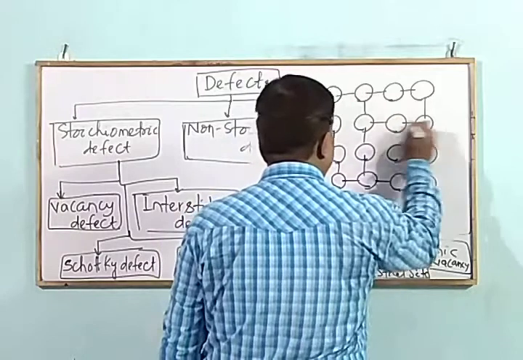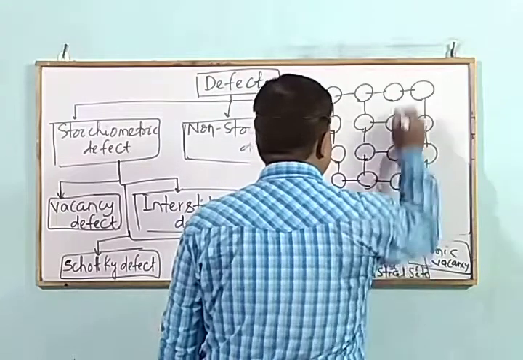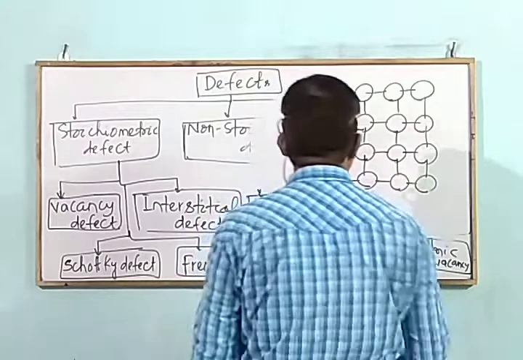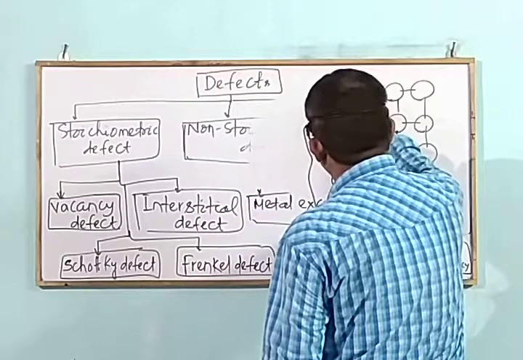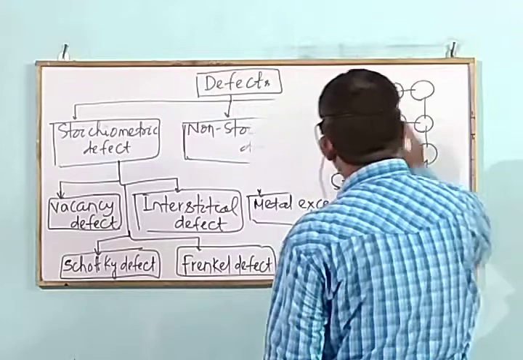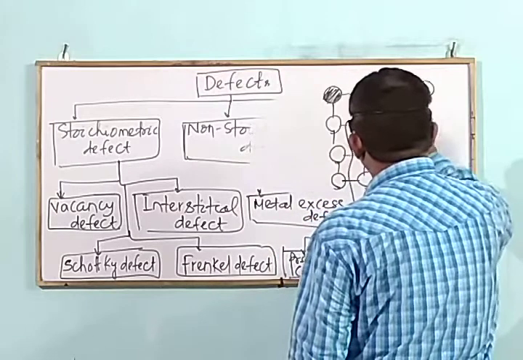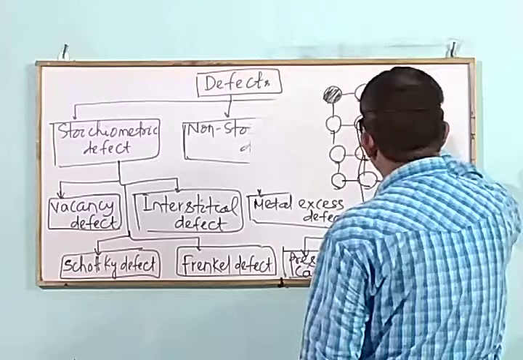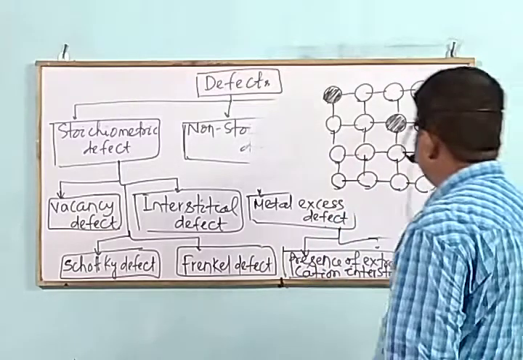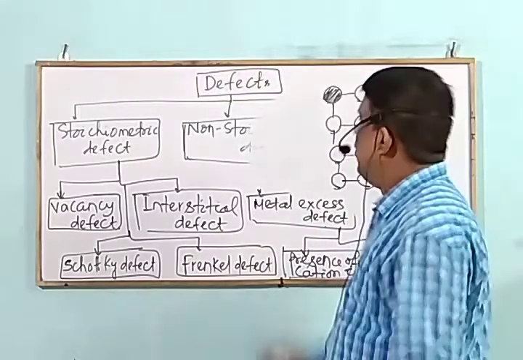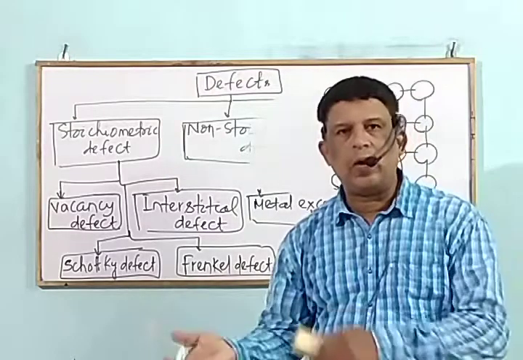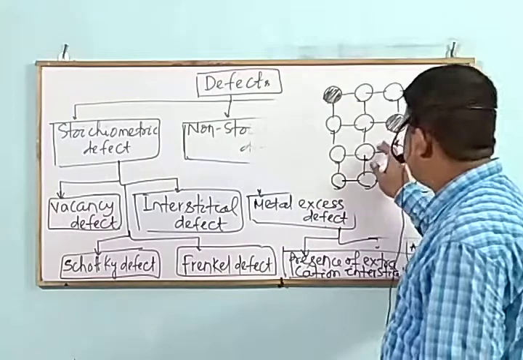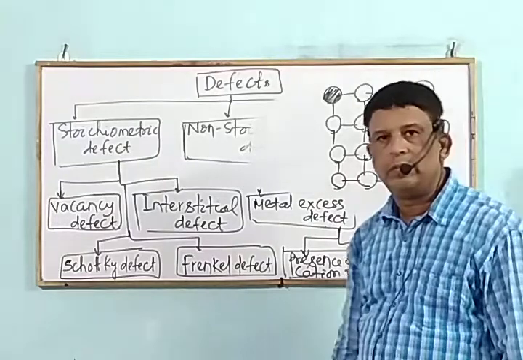Mark that. In this case, some spaces are there. Mark that, this space is there, means vacant. Here is also space. Vacant space is there. It is missing, as a result of which it decreases the density. As it deviates from the regular arrangement, it is known as vacancy defect.